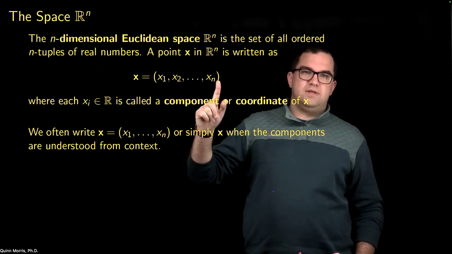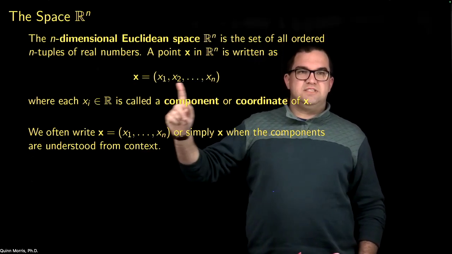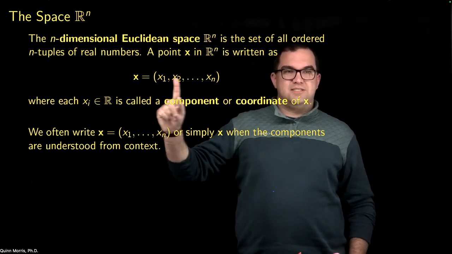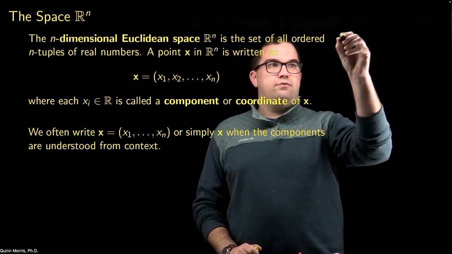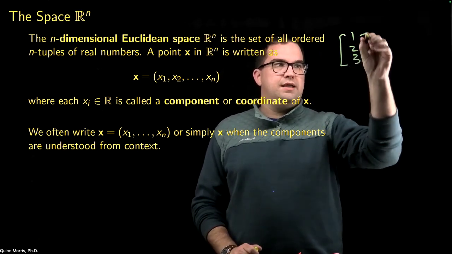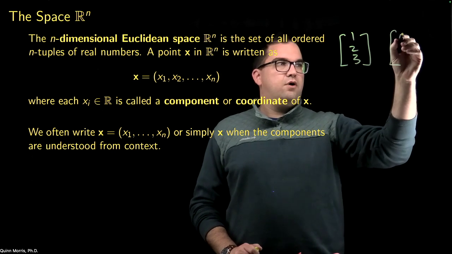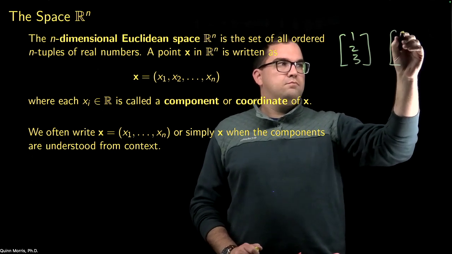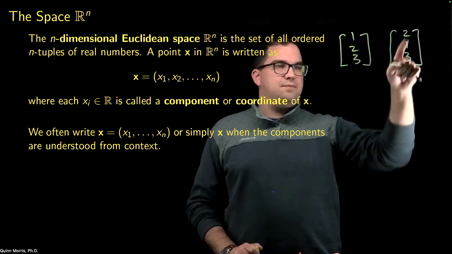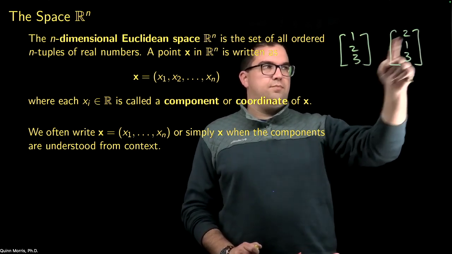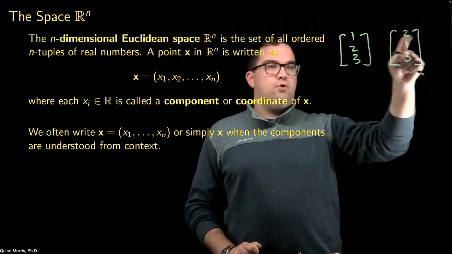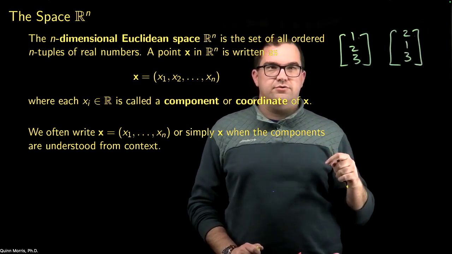We call these components, or sometimes coordinates. Each of these is a real number, and each of them is assigned a specific place in the vector. So, for example, (1, 2, 3) is a different vector from (2, 1, 3). Even though they have the same entries, this is in the first component, this is in the second component, this is in the third component. Here, the first components are different, so these are different vectors.